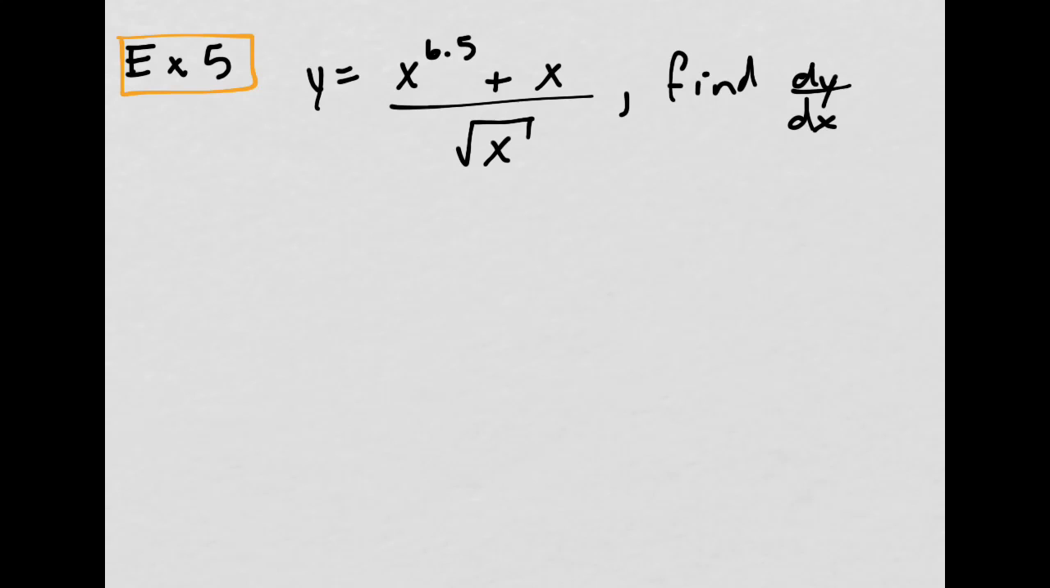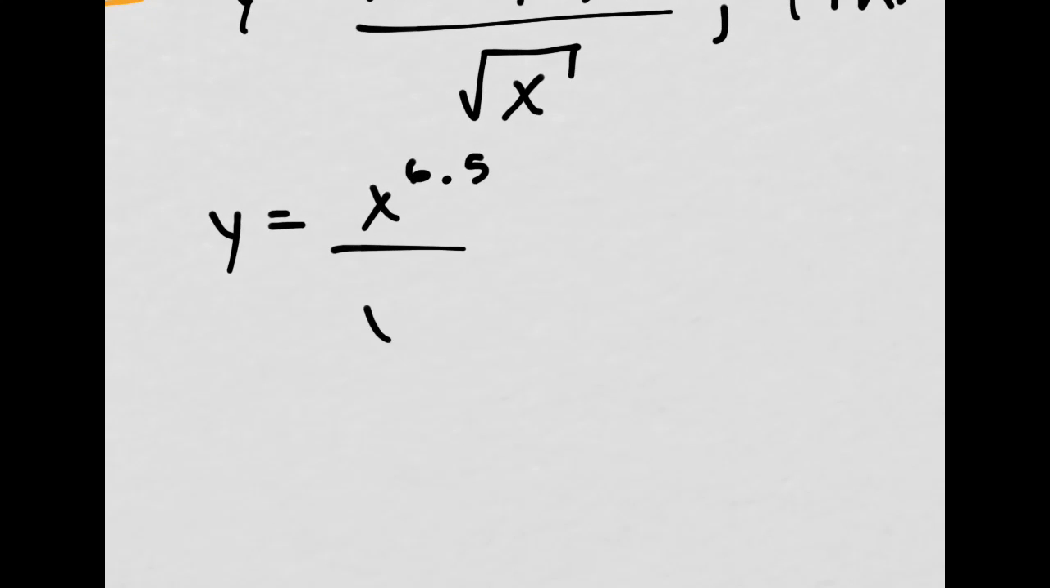So look at this. Last example. Y equals x to the 6.5 plus x, all divided by the square root of x. Find dy dx. First you look at this and you say, he did it again. Why does he do this? And then I'd say again, just slow down. Slow your roll. The square root of x is just the same thing as x to the 1/2, right? You can change it into a fraction for the exponent.